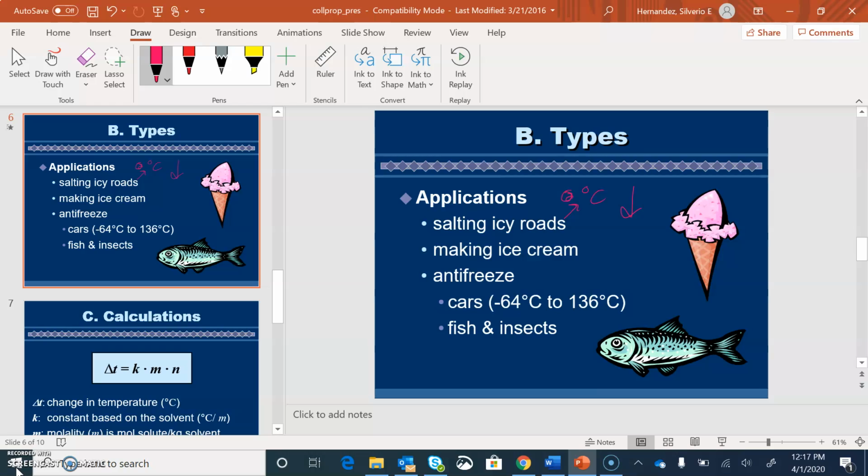And then making ice cream. Again, ice creams, they put them usually in these containers that are inserted into these vats that are surrounded by salty water. Lowers the freezing point, allows the ice cream to be made a little bit more quickly. Antifreeze in cars.